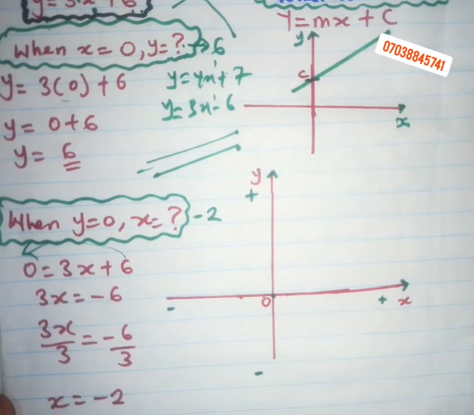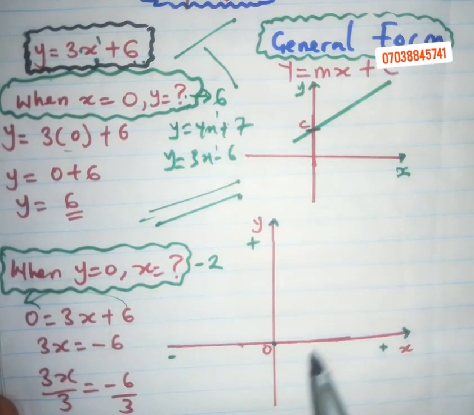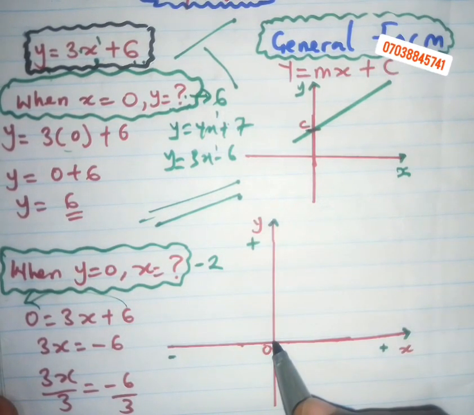So I need to get x equals 0, y is 6, positive 6. So this is x equals 0 here. So I need to get 6.